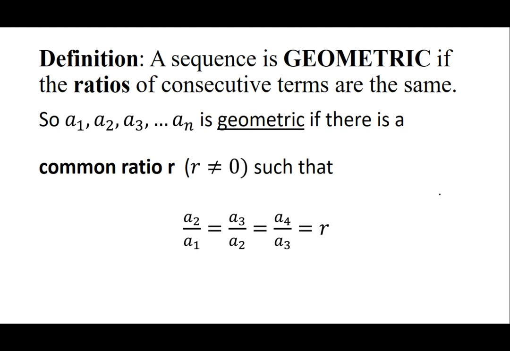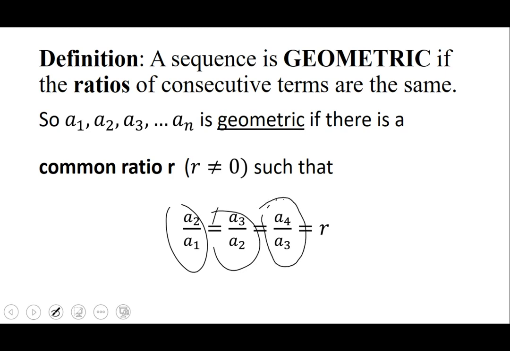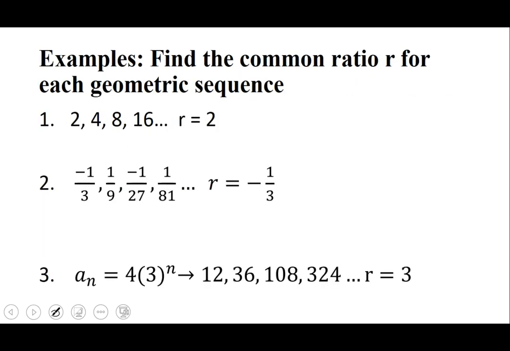So if you divided the second term by the first term, or the third term by the second term, basically any of the later terms divided by the term in front of it, you would always have to get the same value of r, which would be called the common ratio. The first thing you have to be able to do is find a common ratio r given a geometric sequence.